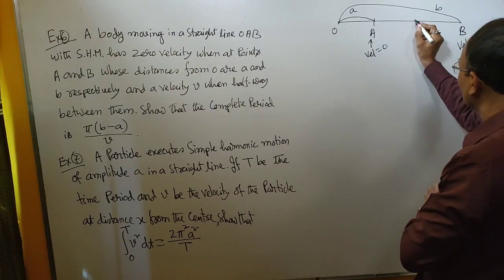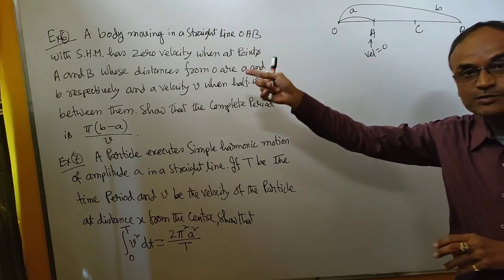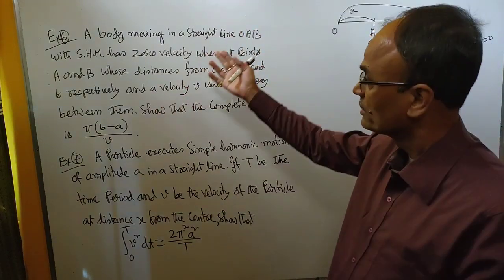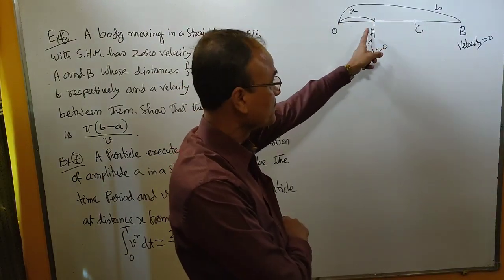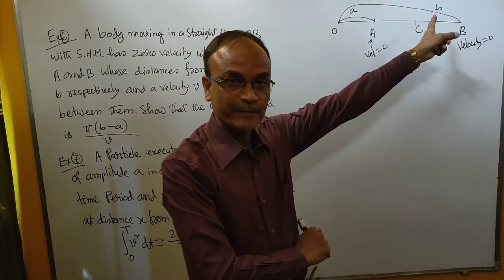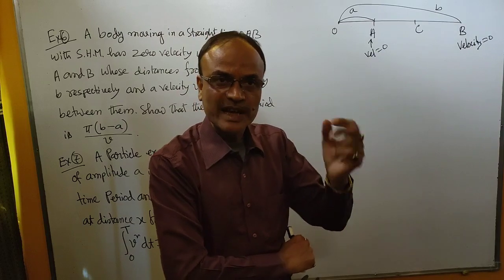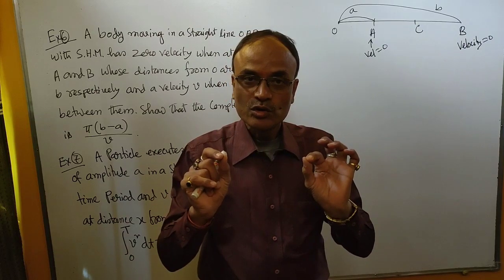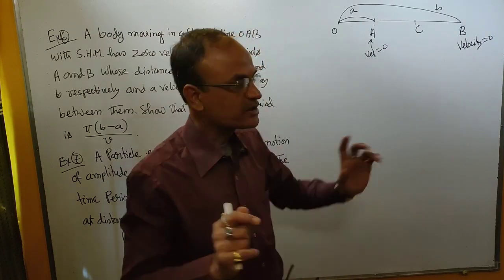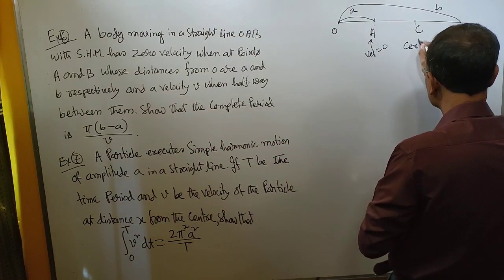Suppose C is the middle point of AB. The body is moving in a straight line OAB with simple harmonic motion. At the points A and B, the velocity of the particle is zero. This means that A and B are two positions of rest. Clearly, the middle point of AB should be the center of force of the simple harmonic motion. Center of simple harmonic motion. Middle point, center of force.